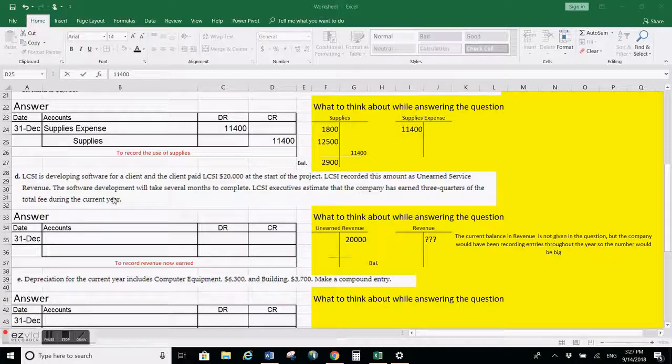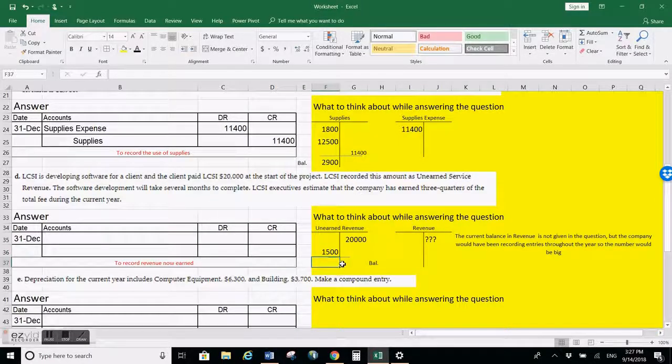The software development will take several months. Our executives estimate the company has earned 3/4 of the total fee during the year. Well, if we've earned 3/4 of that, then it needs to come out of this unearned revenue account. So let's figure out how much 3/4 of $20,000 is. We'll take the $20,000, times 3, divide by 4.